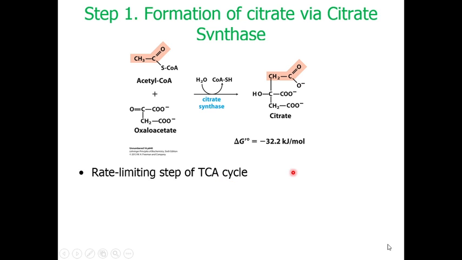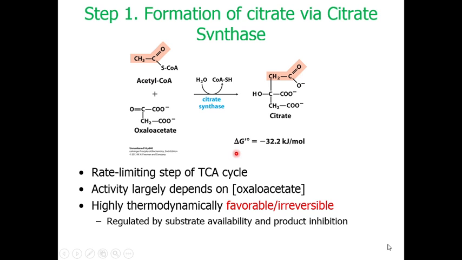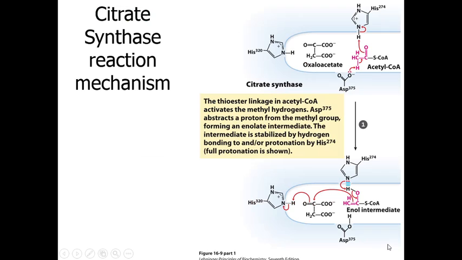The rate-limiting step of the TCA cycle is the conversion of acetyl-CoA to citrate. The activity of the enzyme citrate synthase largely depends on the concentration of oxaloacetate. Finally, the reaction is highly thermodynamically favorable and practically irreversible, as you can see from the delta G0. It's regulated by substrate availability and product inhibition.